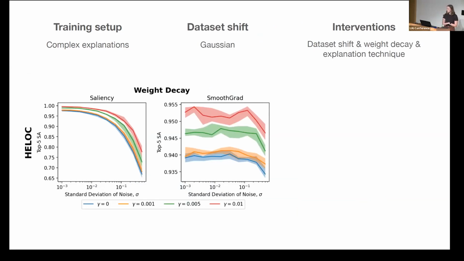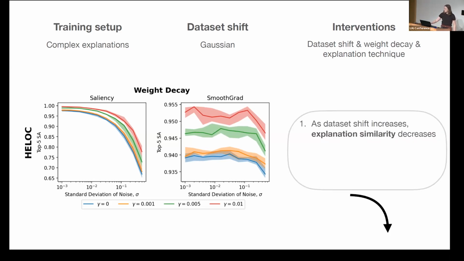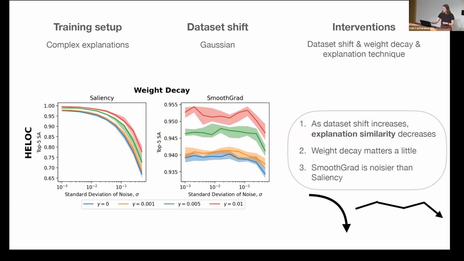So now we have, in these graphs, the x-axis is still the size of the data set shift. The y-axis is now the sign agreement score. So a score of 1 is perfect. And so the first thing we note is that as the data set shift increases, explanation stability decreases, as we expect. The second thing is that weight decay still matters. There's still a clear hierarchy of the different weight decay values. And then finally, smooth grad is noisier than saliency. So paradoxically, we think this is because smooth grad is sort of adding noise, and maybe that added noise cancels out the data set shift effects.